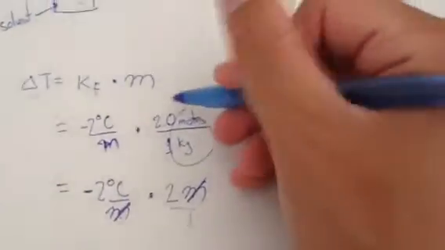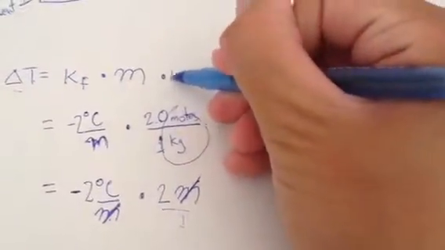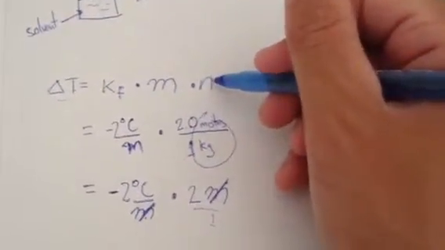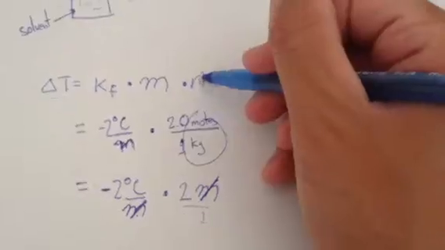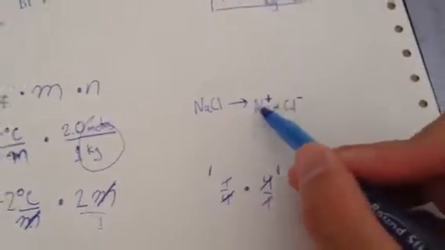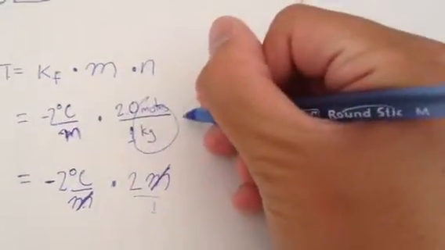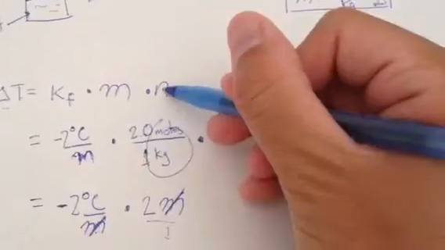What that adds is this component, times N. Only if you have an electrolyte. If you have an electrolyte, you have to add this times N part to it. And that N represents how many parts your chemical is going to break down into. Mine broke down into 2 parts, NaCl, right? So I'm going to write times. Now, see how I had to times N?